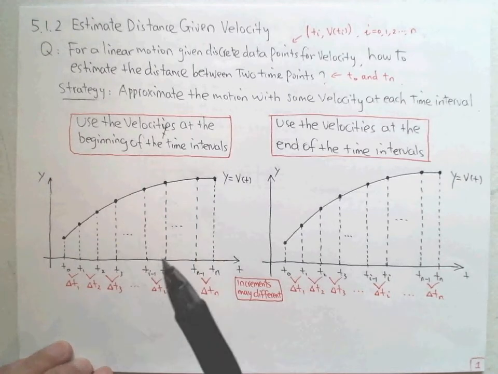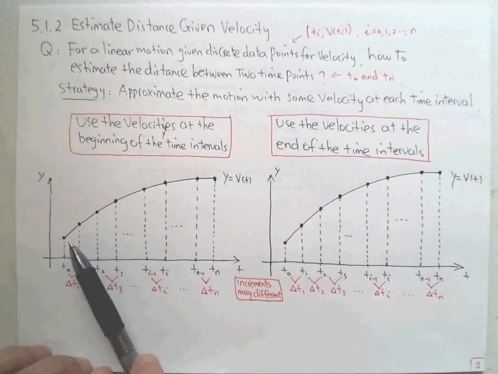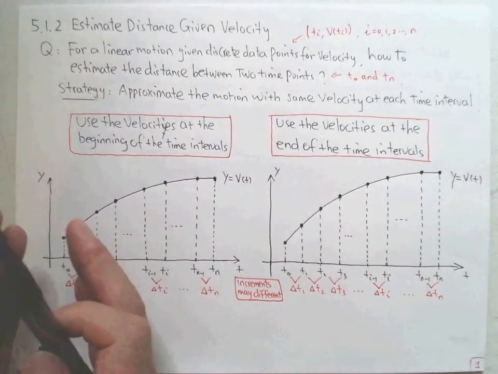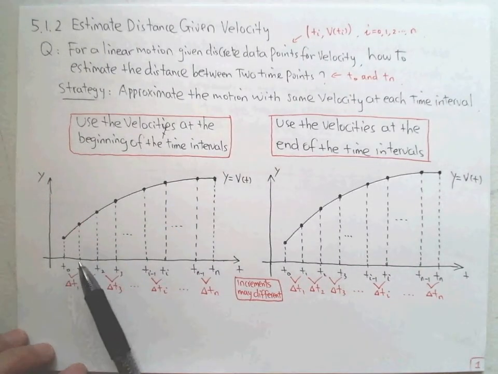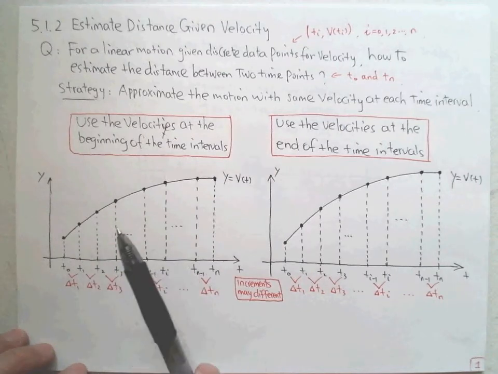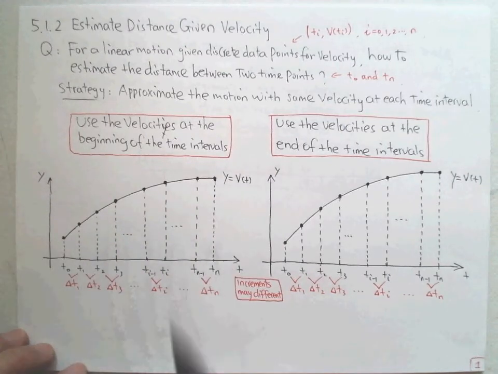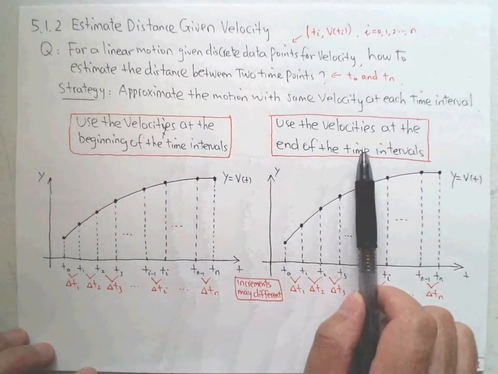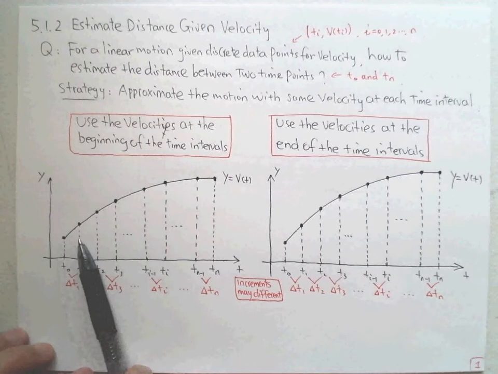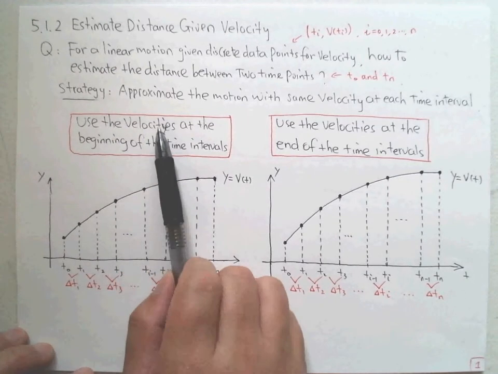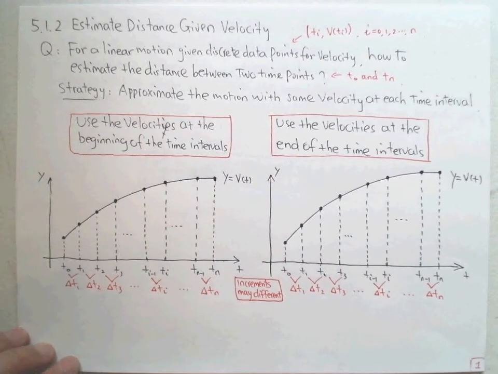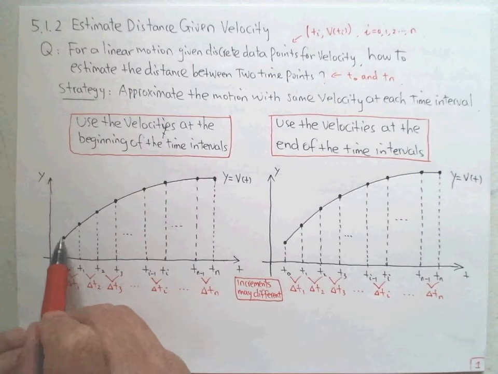If the velocity doesn't change, we know the speed times the time is the distance, right? So in each small interval we can find the distance, and then we add all the distances together to find the total distance. There are basically two strategies for how to do the approximation. Either use the velocity at the beginning of each interval, which is the first one, and we do this, using a stable velocity.